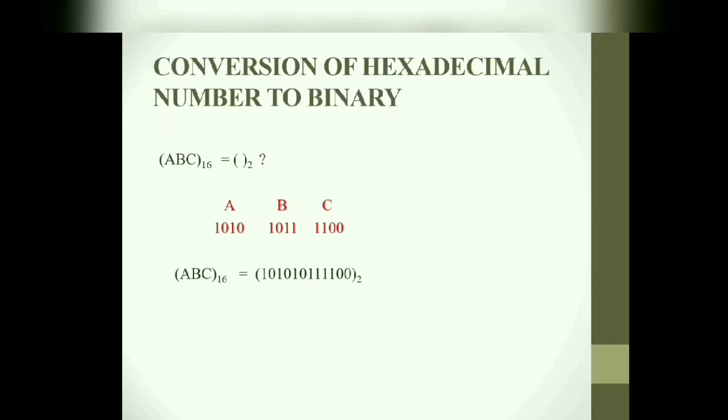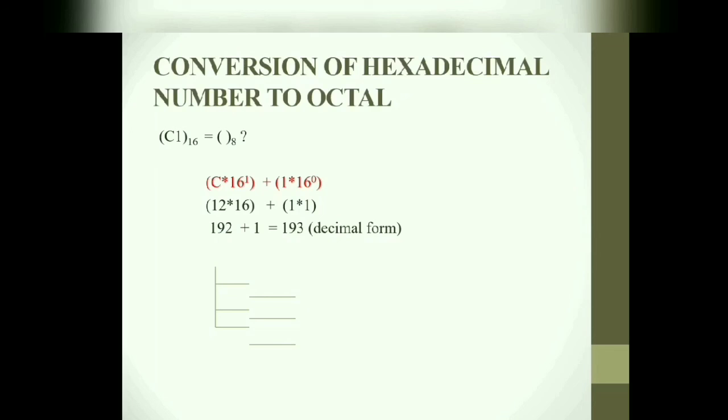The next, hexadecimal number to binary. Again, it's a shortcut method. Hexadecimal to binary. The step required is first convert the decimal equivalent of each hexadecimal digit to 4 binary digits. So the binary equivalent of the hexadecimal digits A, B and C is shown here. So at last, combine all the resulting binary groups into a single binary number.